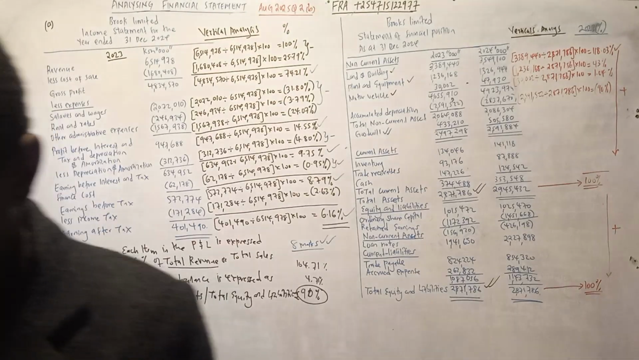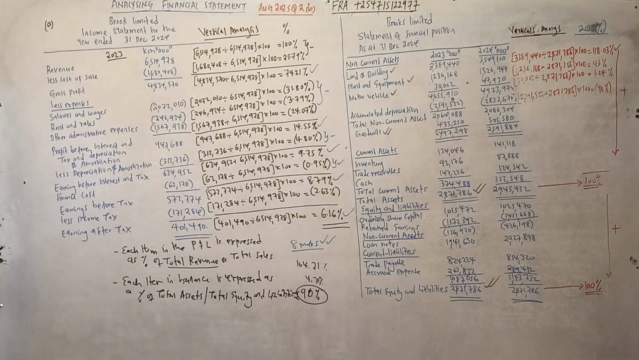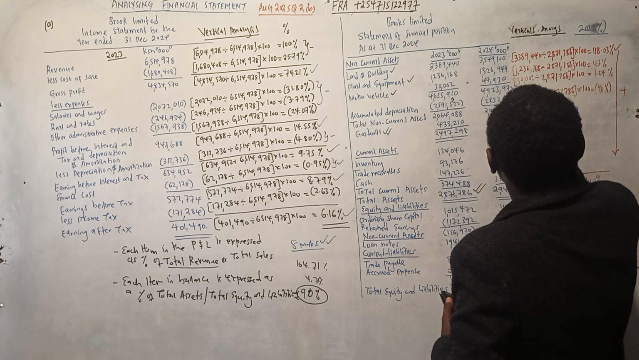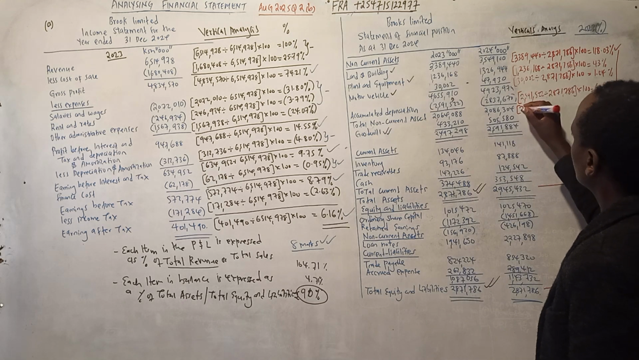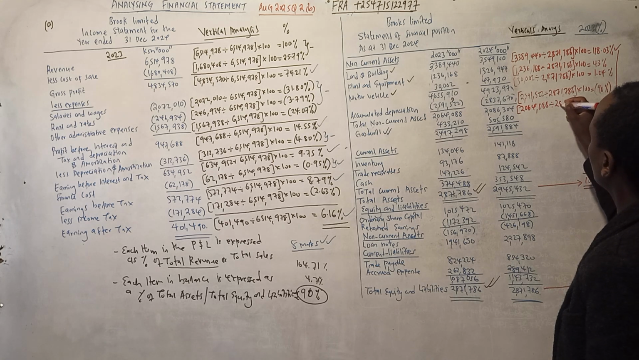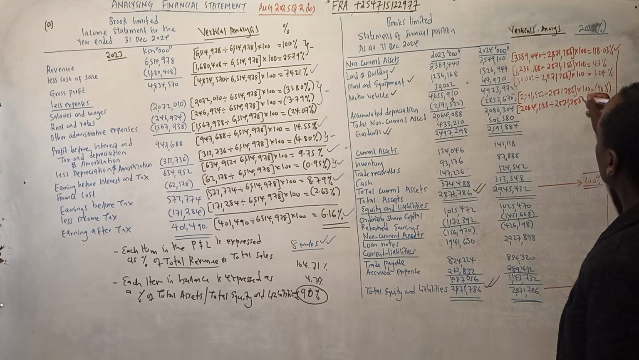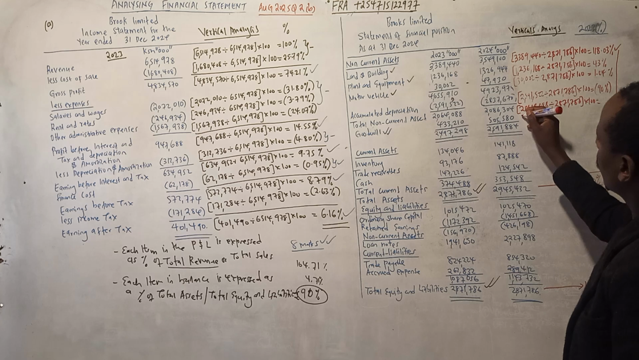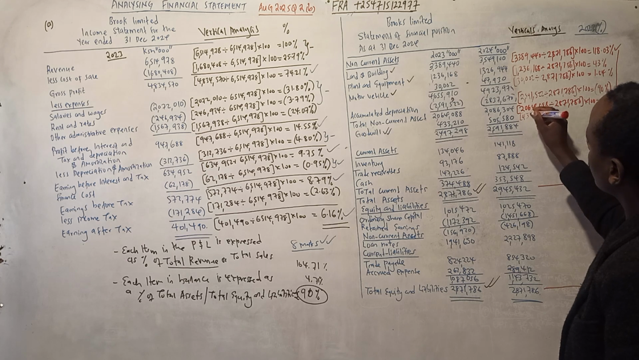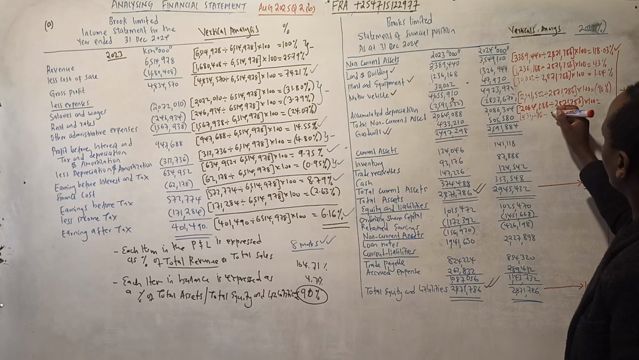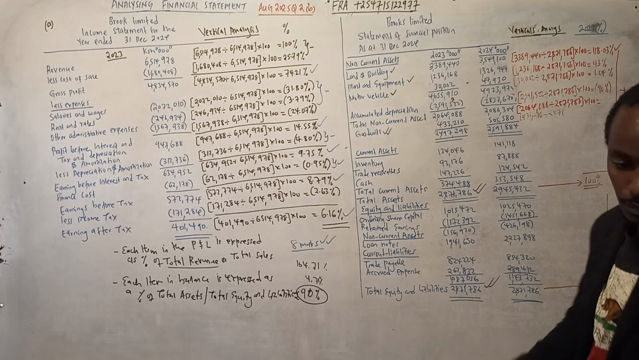I think that is enough. Or we can complete. Let me just complete this one, then we confirm the first upper part. Let us do this one: 2,064,088 divided by 2,871,786 times 100. Then we also do 433,210 divided by 2,871,786.